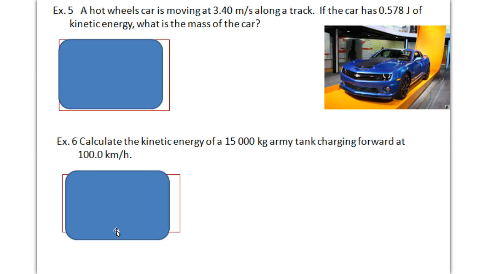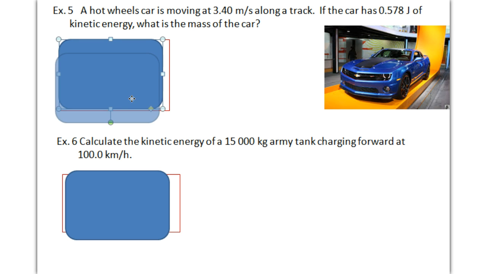Examples 5 and 6, and we'll get 7 in this video as well, and that will finish off this section. So in example 5, a Hot Wheels car is moving at 3.4 meters per second along a track. If the car has a kinetic energy of 0.578 joules, what's the mass of the car? So this is my dream Hot Wheels car. Probably not the scale.